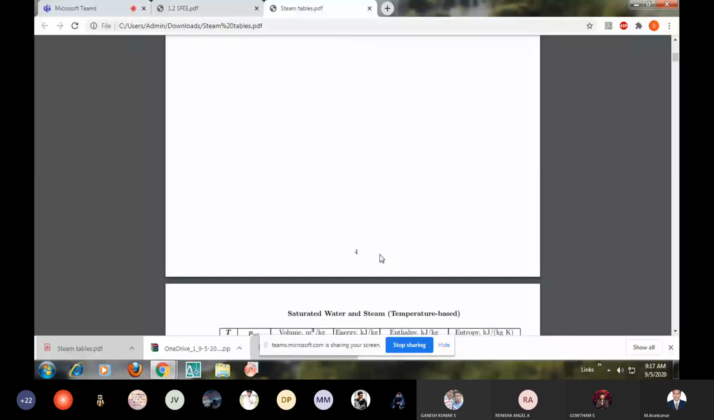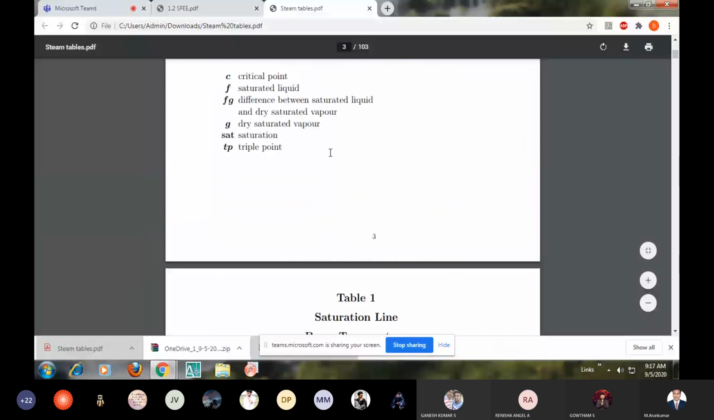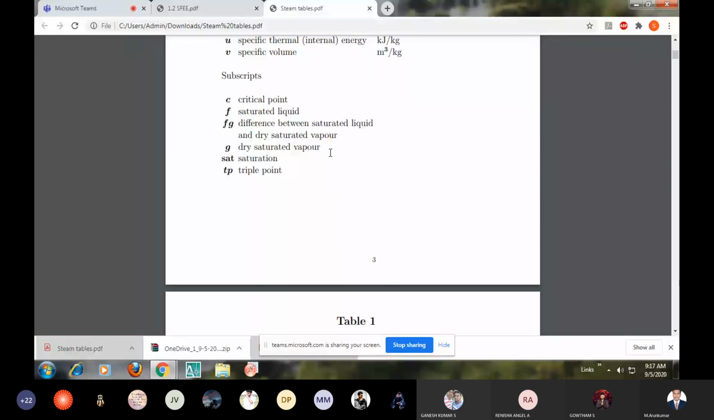Then the steam table will look like this. This is the saturated water and steam properties, based on temperature. There will be temperature in degrees Celsius, saturation pressure in megapascal, then volume in meter cube per kg. So vf is saturated liquid and vg is dry saturated vapor. Then vfg is the difference between saturated liquid and dry saturated vapor.